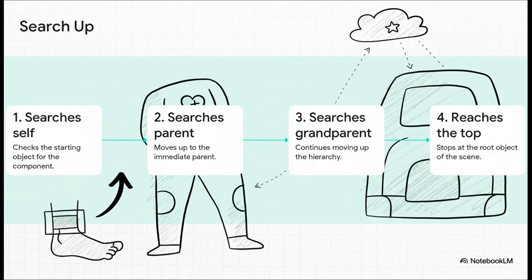And of course, we can go the other way, right? With GetComponentInParent. This is perfect for when a little piece of a bigger object, say a foot collider, needs to tell the main character's health script, hey, I just took damage. It searches itself first, then its parent, then its grandparent, all the way up the hierarchy.